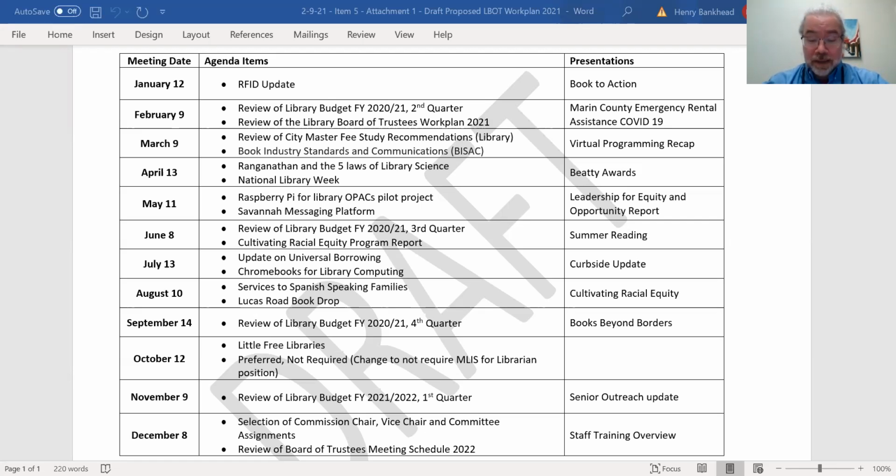Ranganathan, I thought was interesting. I made these little cards for everyone, if anyone can see that. His five laws of library science is an interesting take on libraries that people have often never heard of, but he has some very simple and direct rules for libraries, which I thought you would enjoy. Raspberry Pi is a computer that allows internet browsing and possibly more.